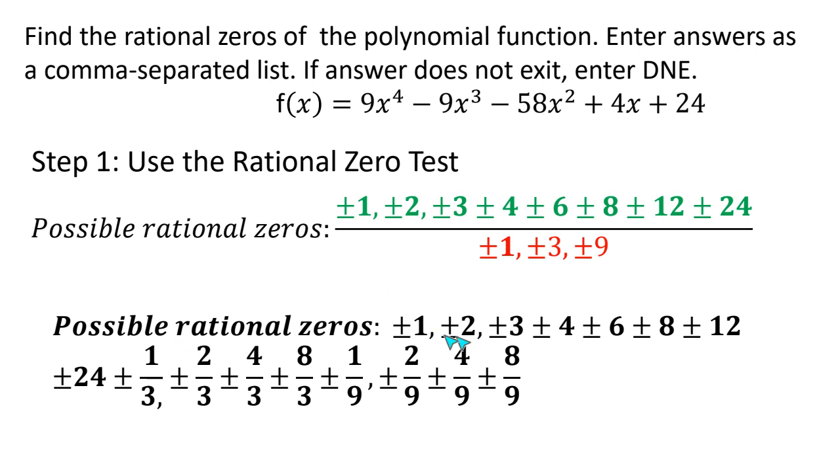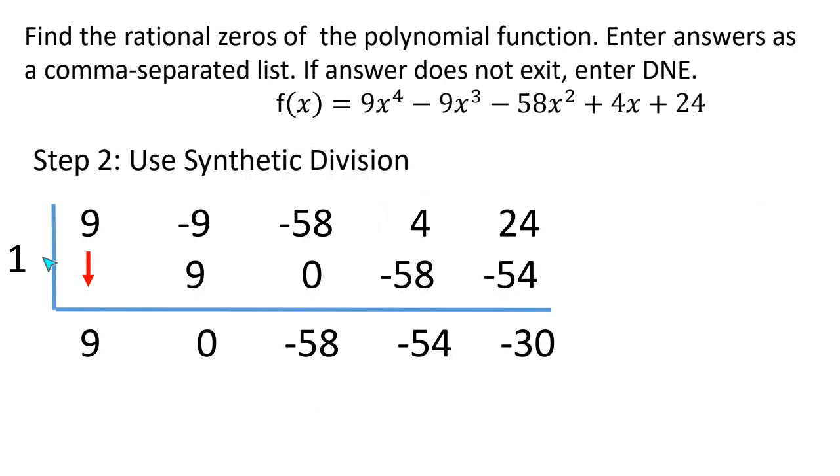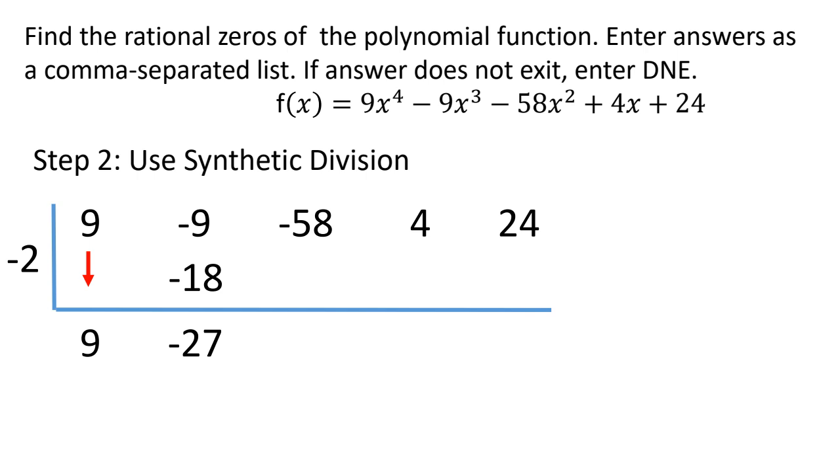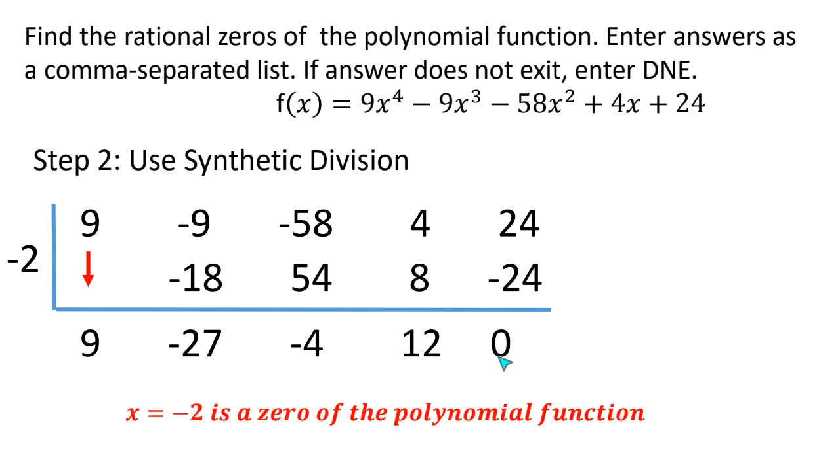So I have a long list here. Again, I always start with 1. Hopefully that works. So 1, if you notice, if I do the work, it doesn't work. So then I go to -1. I probably tried -1 and that probably didn't work. So then I went to 2 and 2 probably didn't work. So I went to -2. So I bring down the 9 times -2 is -18. And if we keep doing the work, then we'll see that we get 0. So that tells me that x equals -2 is a zero.